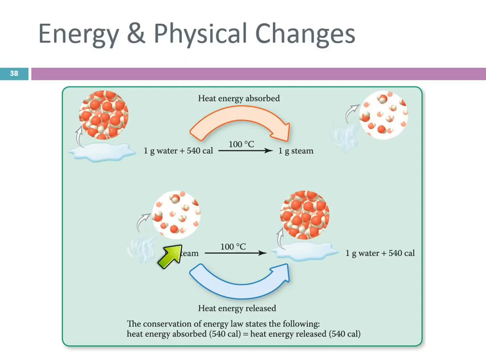If we take the steam and take energy out of it, we can cause it to condense back into liquid water. The amount of energy needed to vaporize 1 gram of water is 540 calories. The energy that's released by condensing 1 gram of steam is 540 calories. It's the same amount of energy regardless of which direction you're going.